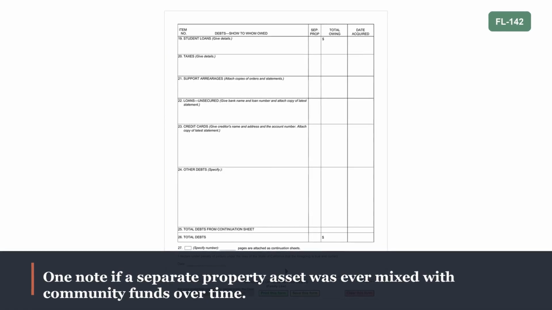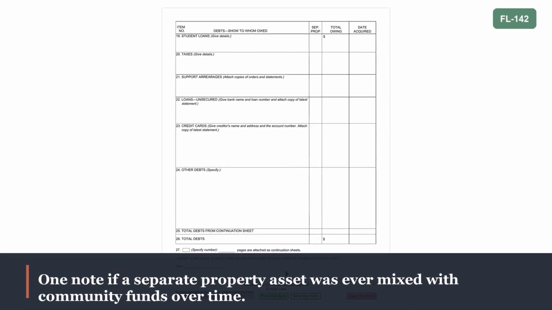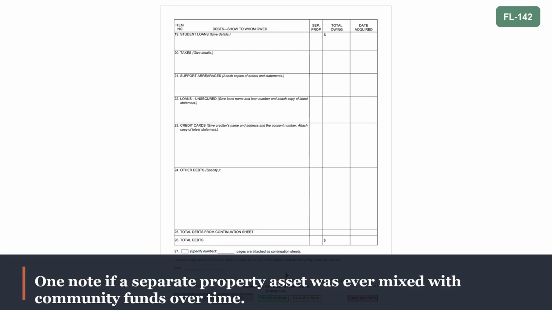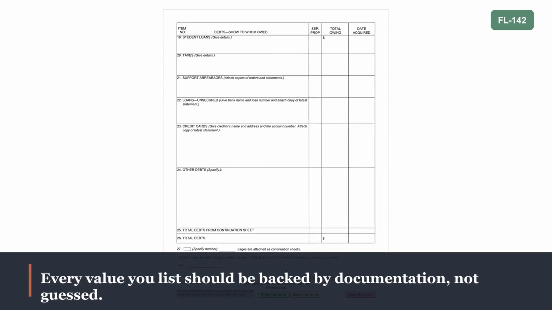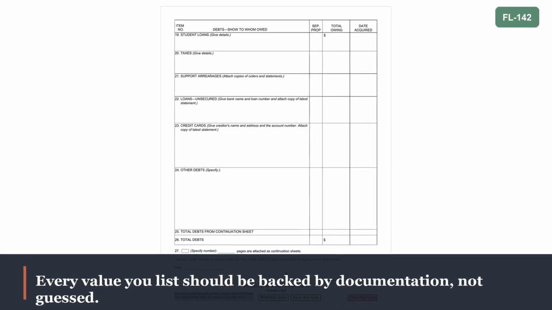One note: if a separate property asset was ever mixed with community funds over time, like an inheritance deposited into a joint account, its separate character can become harder to trace. Note the history as clearly as you can, and if the situation isn't straightforward, that's a good time to talk to an attorney. Every value you list should be backed by documentation, not guessed.